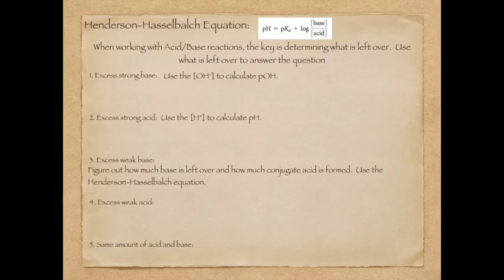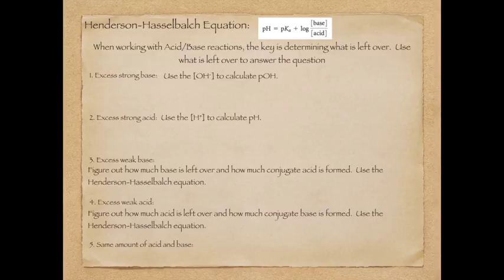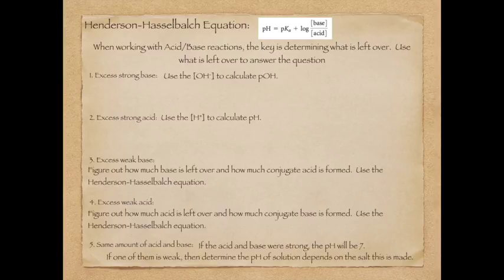For excess weak acid, again, figure out how much acid is left over and how much conjugate base is formed, and then you can use the Henderson-Hasselbalch equation. Finally, if you have the same amount of acid and base, and your acid and base are strong, you automatically know that your pH will be 7. Now, if one of them is weak, then you have to determine the pH of the solution by looking at the salt, which is what we did in the previous lesson.